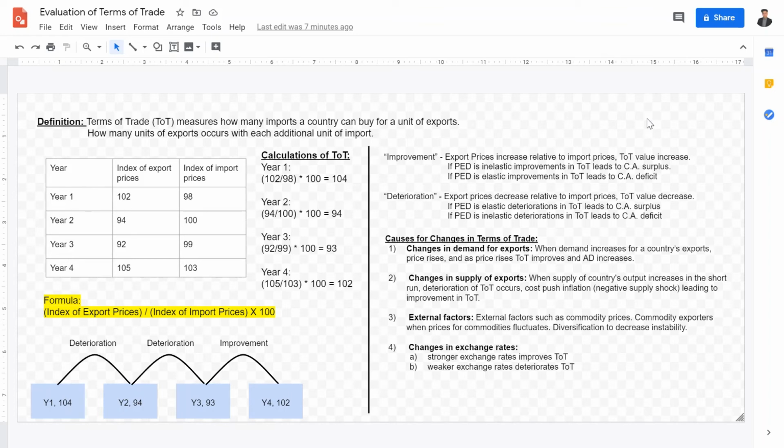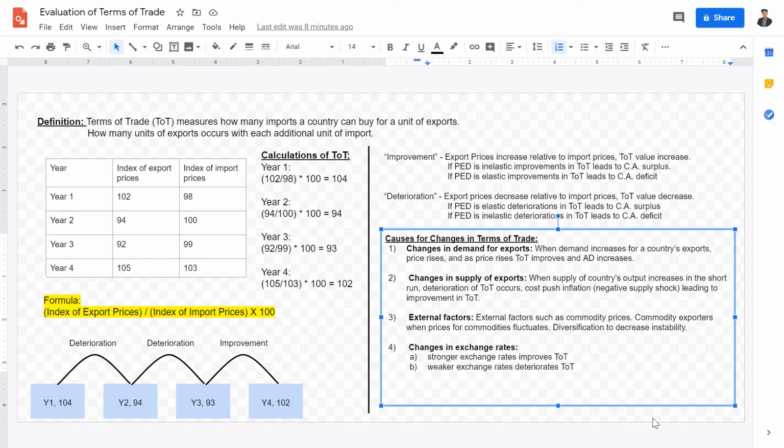Very well. Another cause for the fluctuations in the terms of trade is external factors. Think of countries like Saudi Arabia, which is highly reliant on fossil fuels, on oil and natural gas. External factors such as changes in commodity prices and changes in commodity demand will greatly fluctuate the commodity market for these commodity export-oriented countries. So this will be another leading factor for improvements and deteriorations of the terms of trade for these countries.